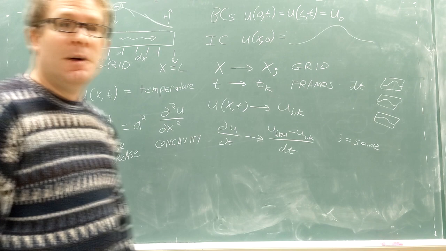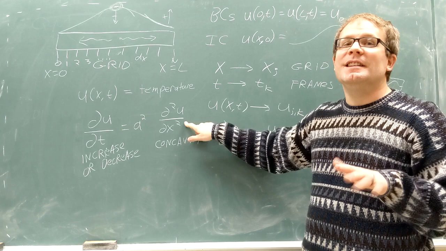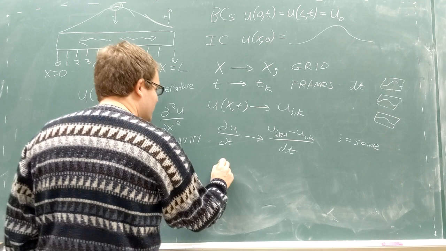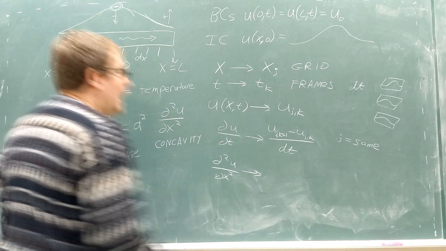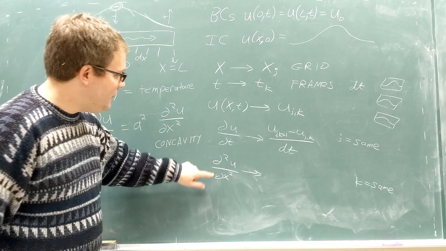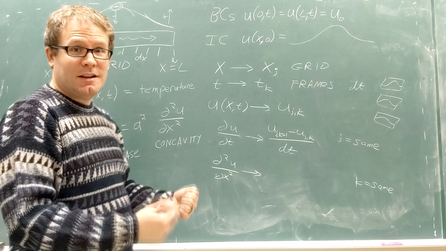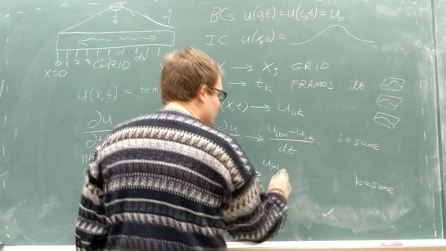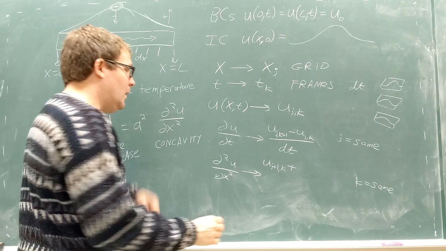Now for d squared u dx squared, the second derivative, it gets a little more nuanced because this is now a second derivative. I have to do something similar, but it's going to have a few more pieces to it. The first thing we're going to notice is that k needs to stay the same, because this is a variation in x, not a variation in t. Now j is going to be the index that changes. Here's what I need to do. I need to go to the right one point, u j plus 1, k. Then I need to go to the left one point, u j minus 1, k.